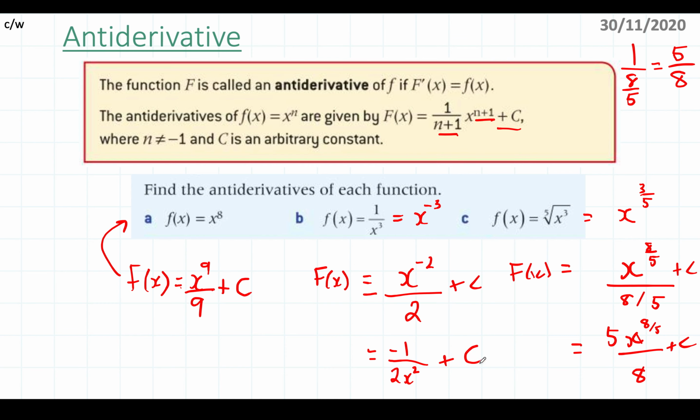If you don't add the plus c, it is actually wrong, because not adding the plus c in there gives you only one possibility of what the original function could have been. So you have to add the plus c to show that there's a possibility that there was a constant.